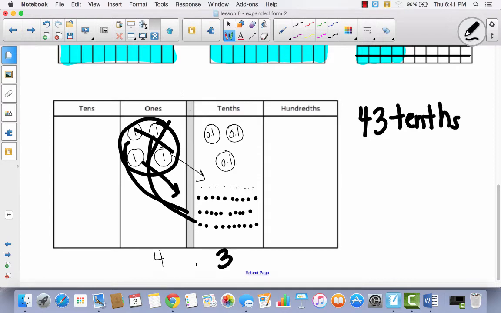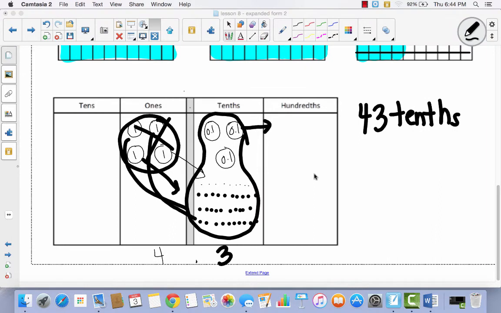Well, what if I said, how many hundredths is that? Uh-oh. For every one of these tenths, what happens when you move them here? Every time you move them, you would have 10 for every single one of these. Now, I don't know about you, but I don't want to draw that. So how can we figure this out without drawing all of those? Could we count by tens? We could. That would take a long time too, right?